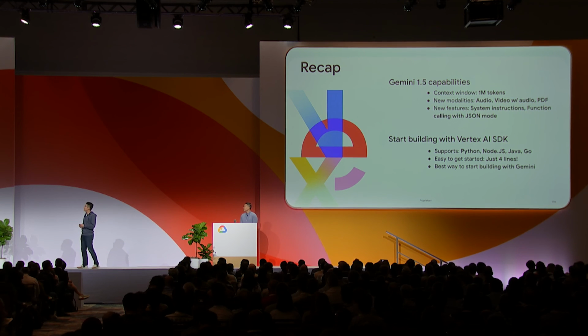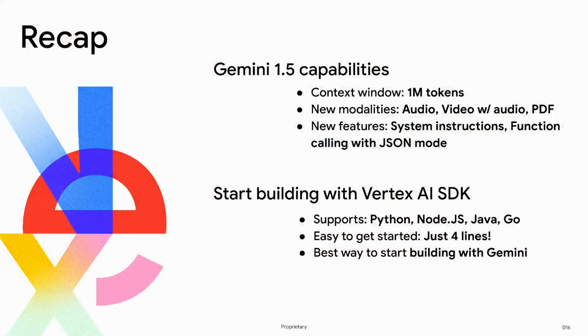So we'll do a quick recap. With Gemini 1.5, we are able to process very, very long token inputs. It supports up to 1 million tokens. The new modalities we added today are audio, video with audio, and PDF.